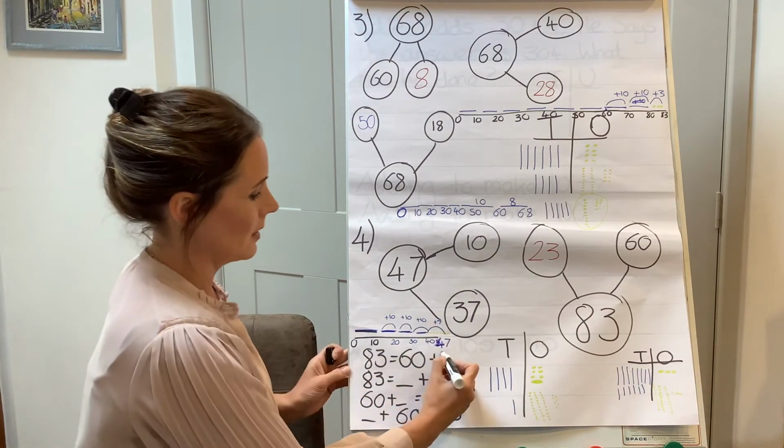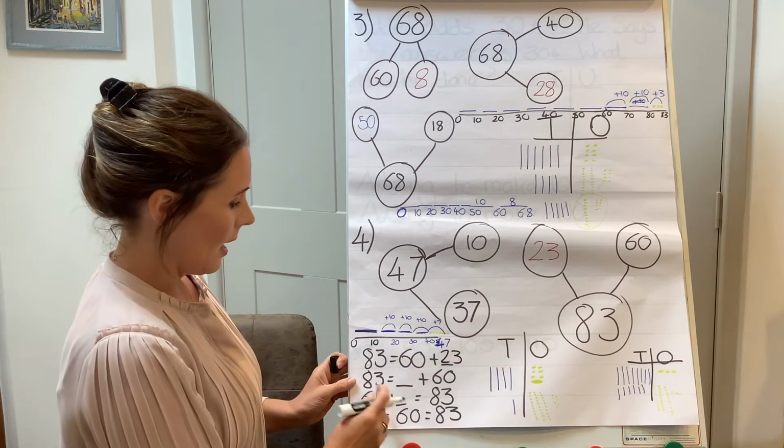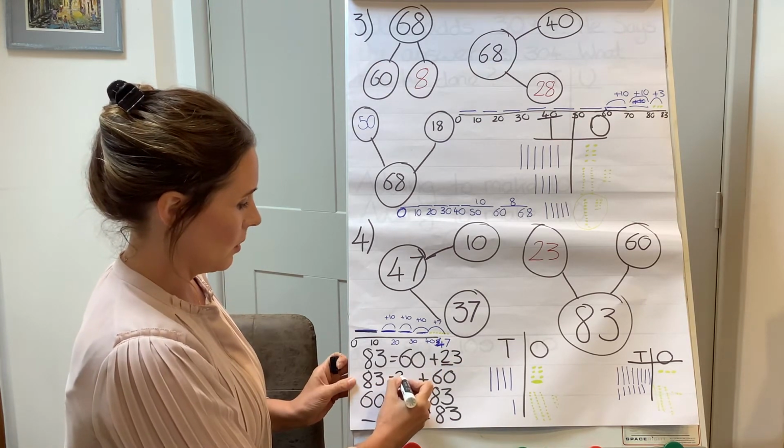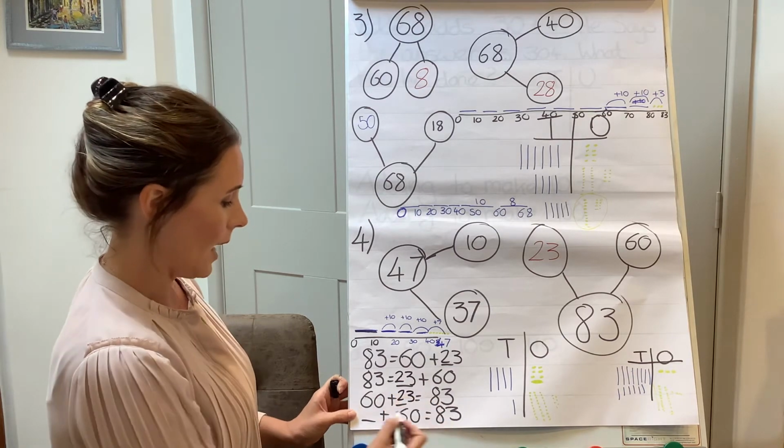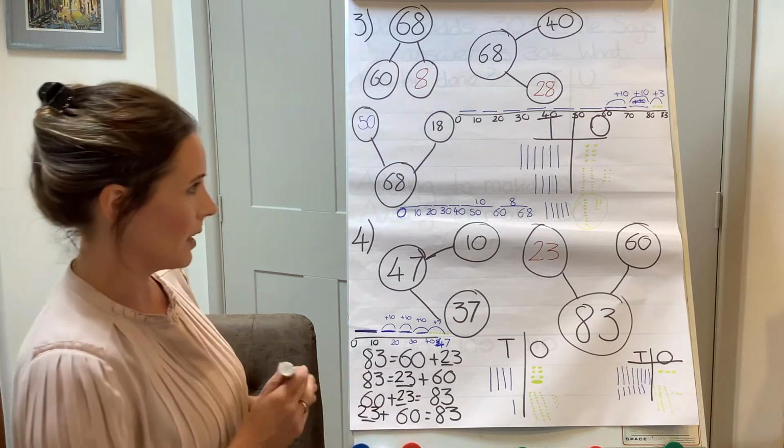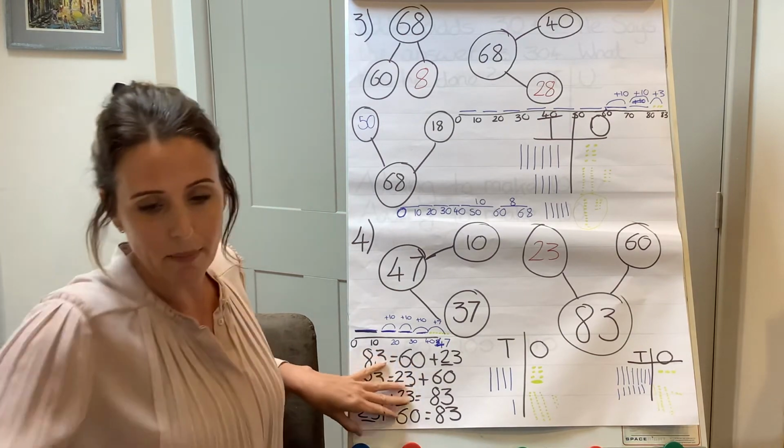83 is equal to 60 and 23. 83 is equal to 23 and 60. 60 and 23 is equal to 83. And 23 and 60 is equal to 83.